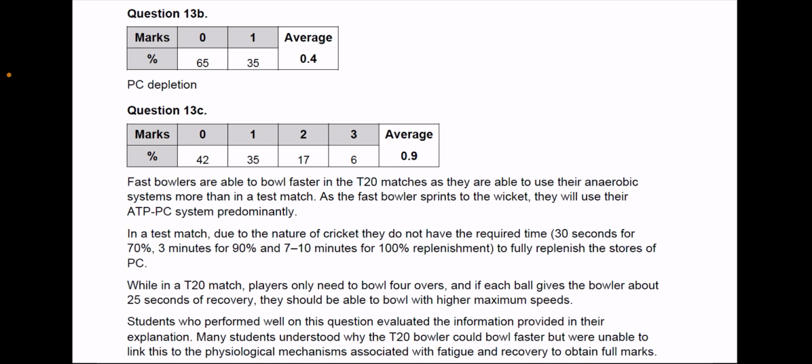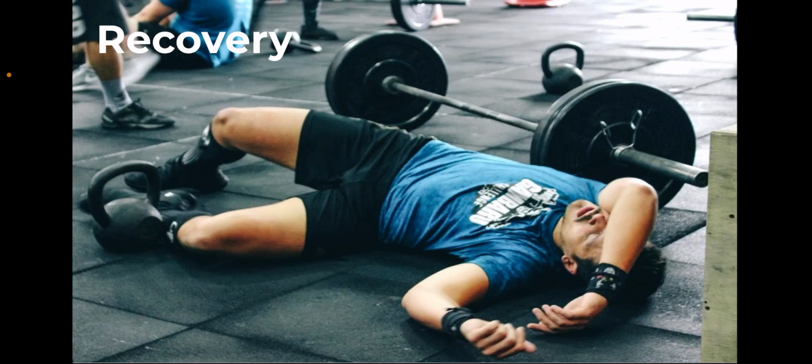Okay, and they said here, students who performed well on this question evaluated the information provided. So you have to link in information from the context of the question to get full marks. If you can associate maximum effort, link that into an energy system. If you can associate extended performance, then you have to link that in. So intensity, duration, rate, and yield will be hinted in the context of the question.